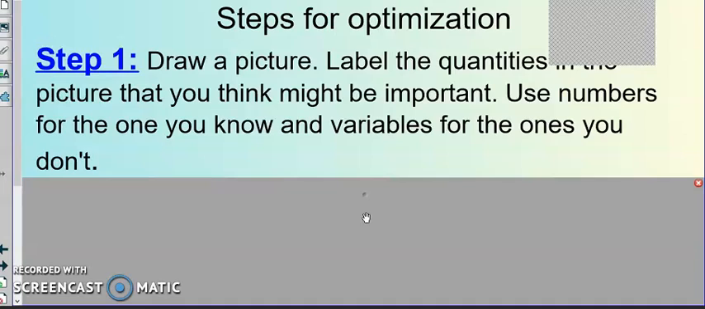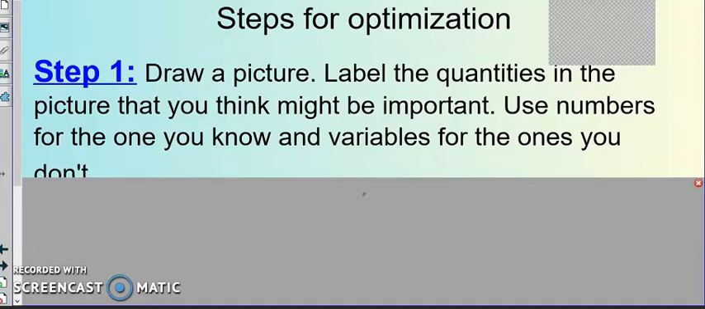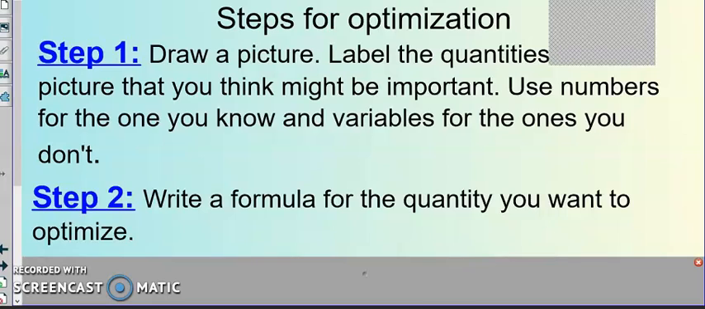And that's what it says up here. So label the quantities in the picture, and it should say in the picture. Sorry, it's a gray box right there. So here, draw the picture, label the quantities in the picture that you think might be important. And then use numbers for the ones that you know and the variables for the ones that you don't know. So in other words, those sides or those parts of the square, rectangle, whatever we're dealing with at that point, if you know what the number is, you put the number there. If you don't know what it is, put a variable in that spot. Makes sense? All right, step 2 says now write a formula for the quantity you want to optimize.